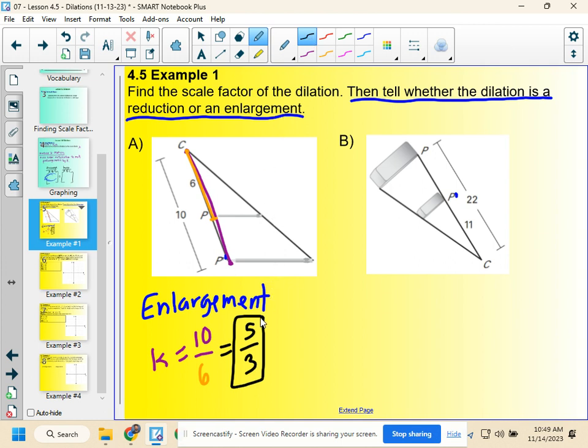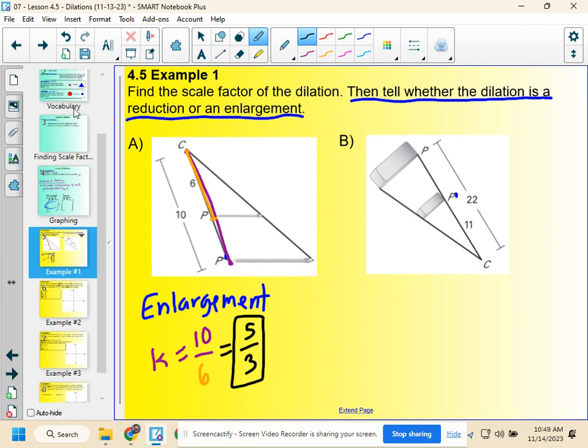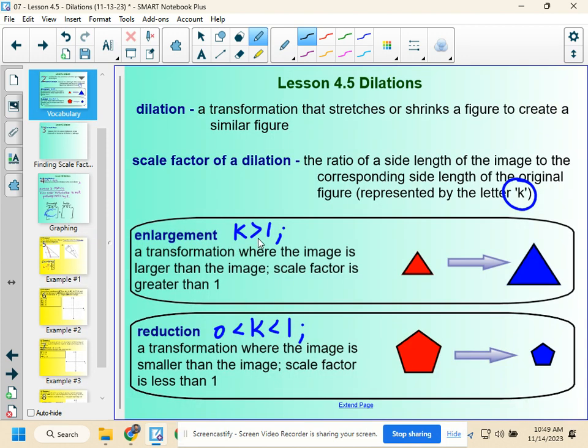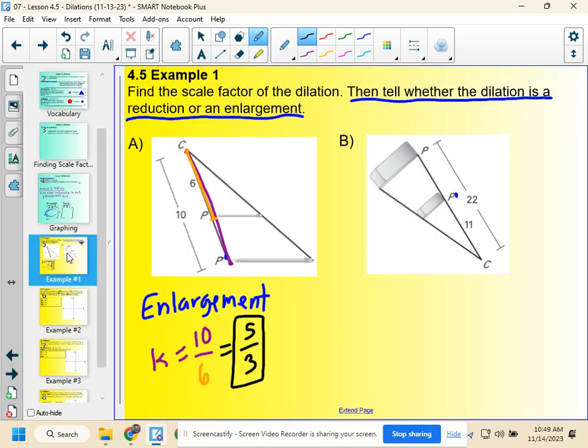The thing I should be checking, what was one of the notes we took here? We said for any enlargement, your K, your scale factor, should be greater than 1. So when I look at this, is this number greater than 1? It is. 5/3, it is.